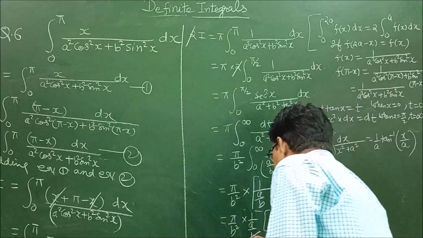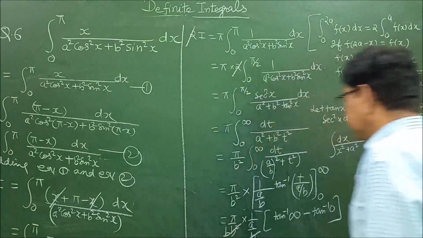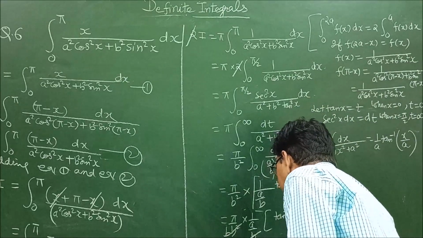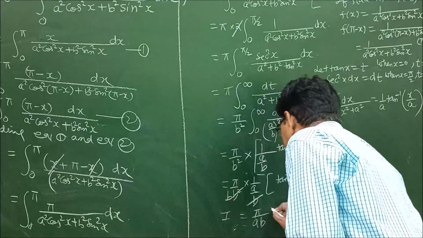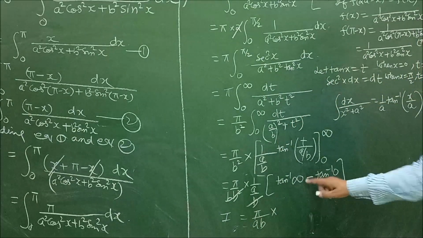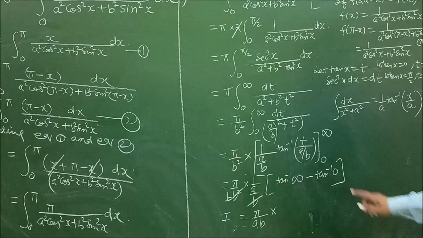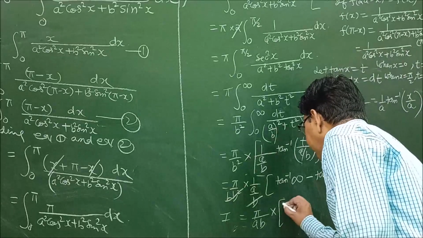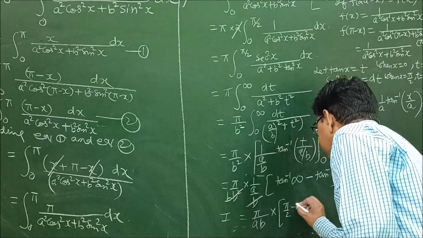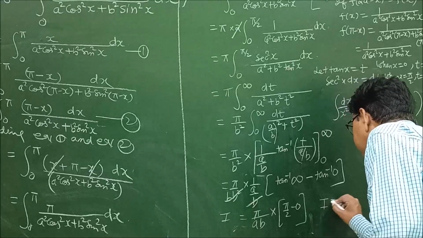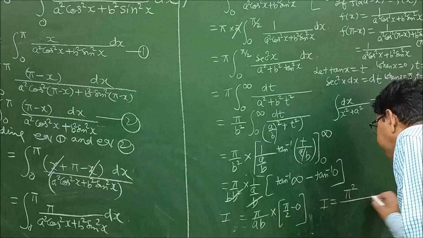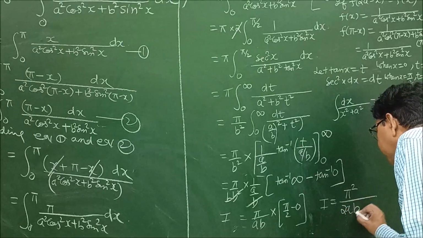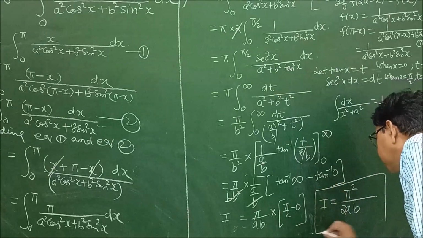The b times cancelled, so I is equal to pi upon ab, and the value of tan inverse infinity is pi by 2 minus 0, pi upon 2 minus 0. So the final answer is, this definite integral has the value pi square upon 2ab. So this is the final answer of the question.